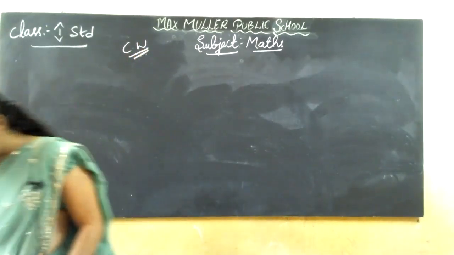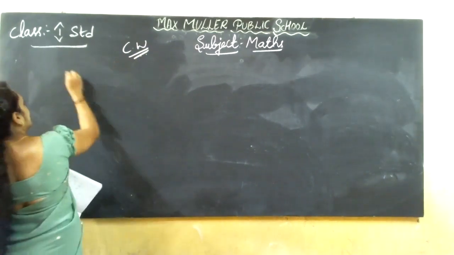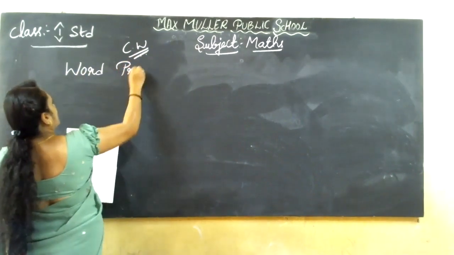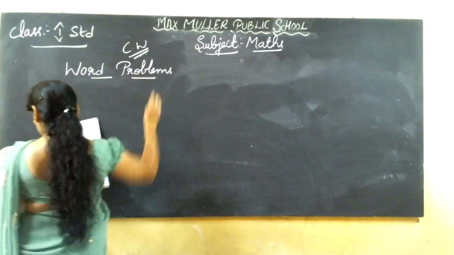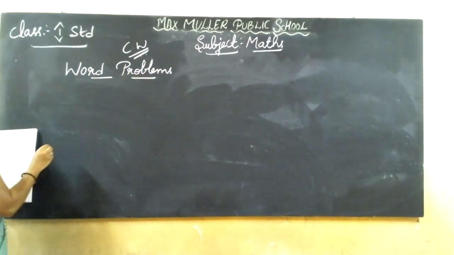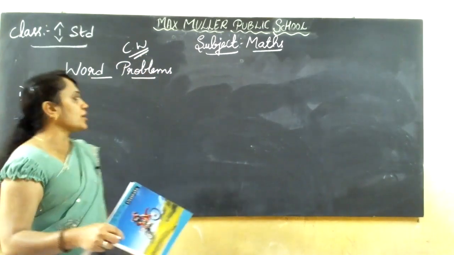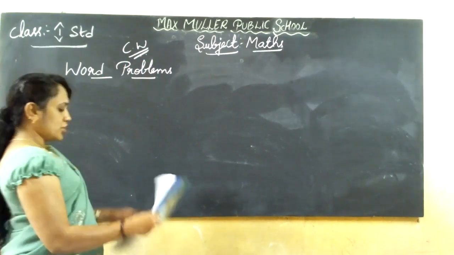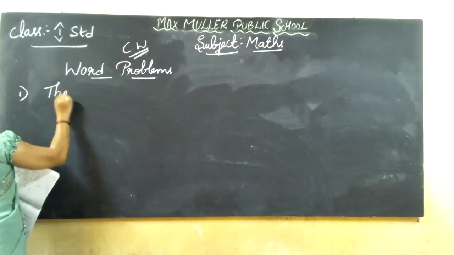So today we'll do the statement sums, word problems. Take out Max classwork and write in the first line, word problems. Word problems, okay? In the classwork book, write heading WORD, word, PROBLEMS, word problems. Then start first sum in the next line.